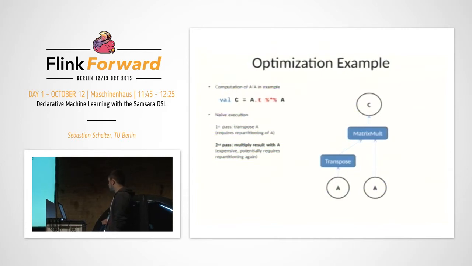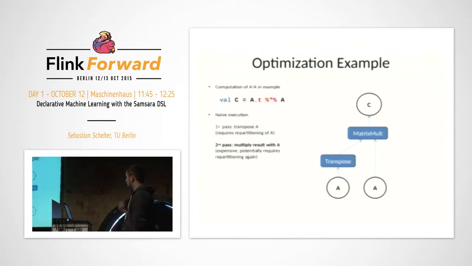So that would require a distributed matrix multiplication, which is usually very expensive and would probably require us to repartition the data again. So we need to send at least two copies of the data set over the network. That is very costly. Now, what Samsara does here is it has a special operator for this kind of matrix multiplication, because it's a very common special case.